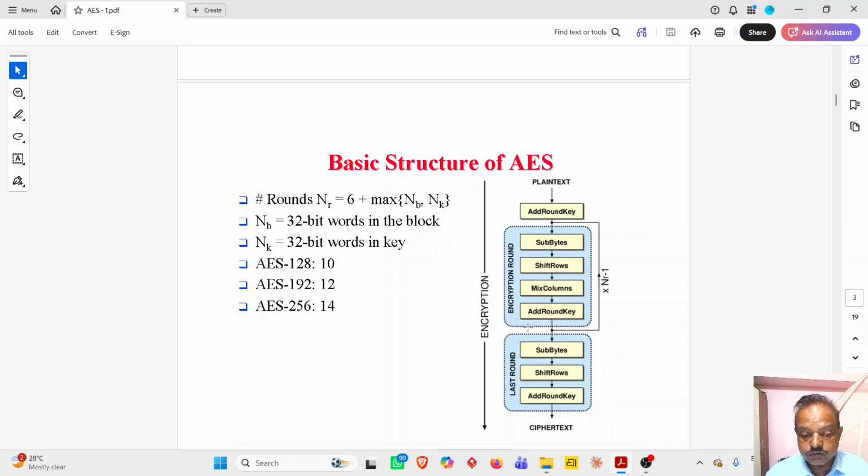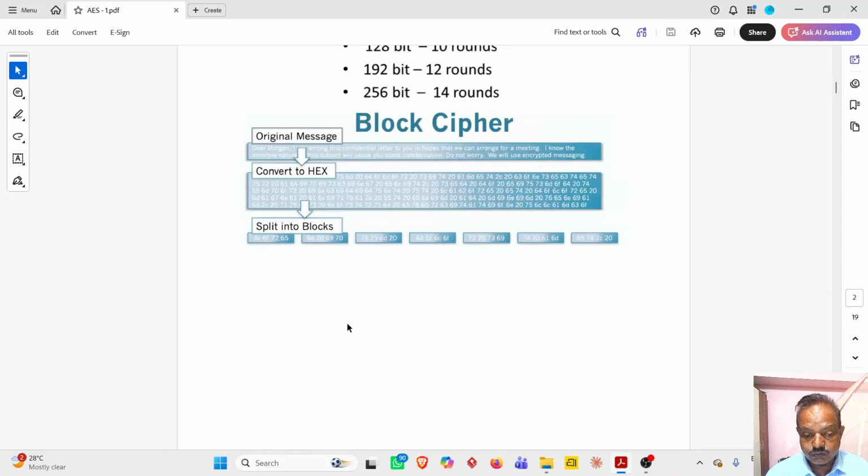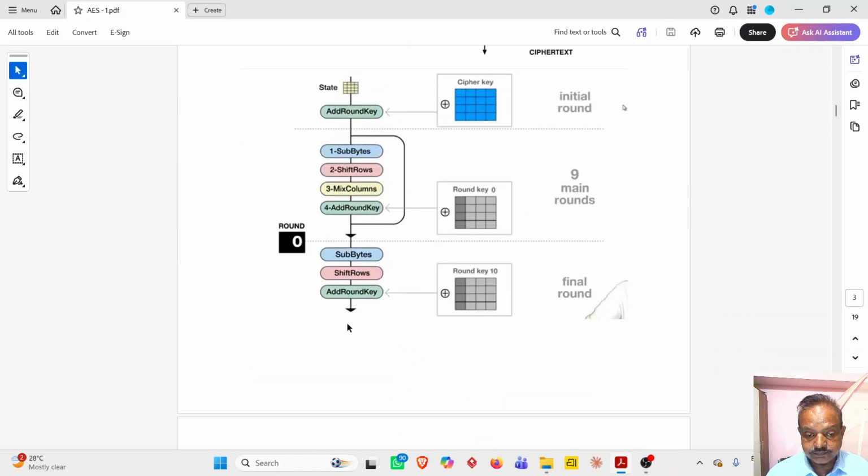So out of these 10 rounds, for 9 rounds the same operations will happen. And the last one, you see, the mix column operation is not there. Okay, so that is the thing. And finally, what do we find? We find the ciphertext, right? So this is exactly what happens in the entire operation.